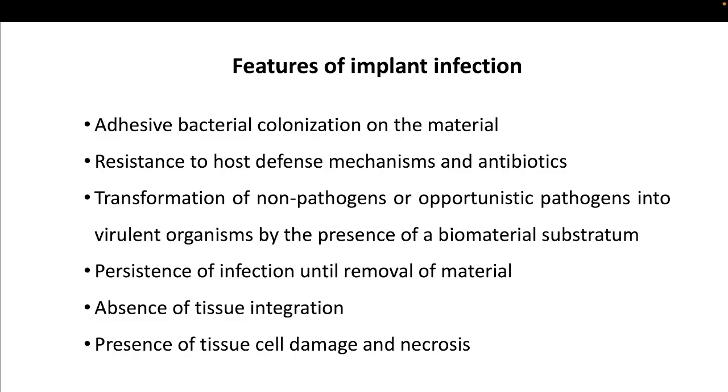Your immune system will think that we might need to launch a much stronger attack, so it will keep on producing molecules to kill the bacteria, but the bacteria is not getting affected. But surrounding your implant there are also normal tissues and normal cells, so they might get damaged because of your own body's immune system. So because of this, there might be tissue cell damage and necrosis. So these are the features of implant infection.